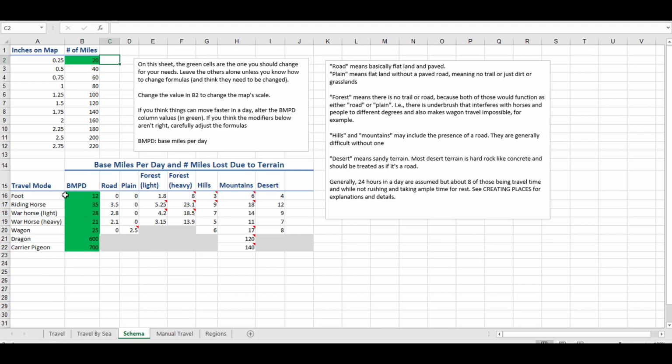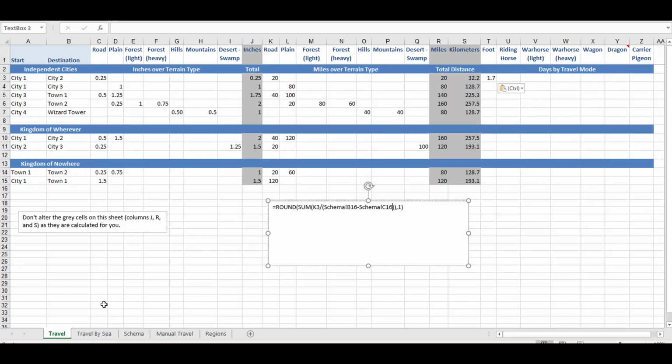If we go down here, base miles per day for foot is 12. And here's our modifier. We're basically taking 12 minus, in this case, 0. That's what this says. B16 minus C16. And we're dividing K3 by that value. So K3 is 20, as you see up here, divided by 12, because 12 minus 0 is still 12. And that gets us 1.7. Does that make sense? This is where this starts to get a little bit hairy.